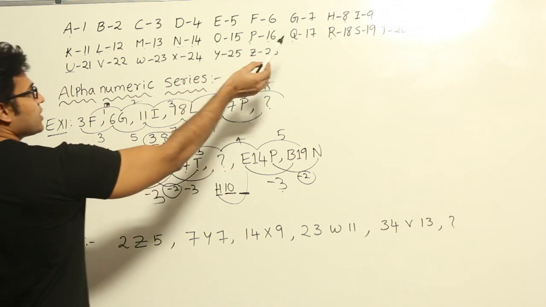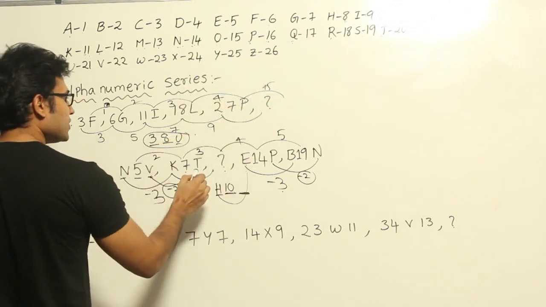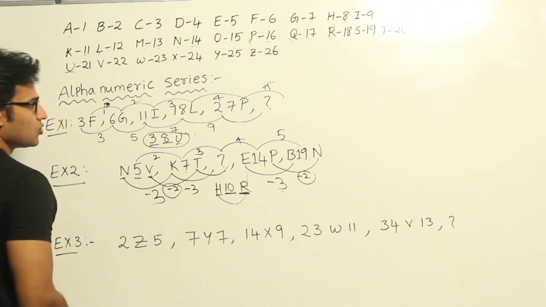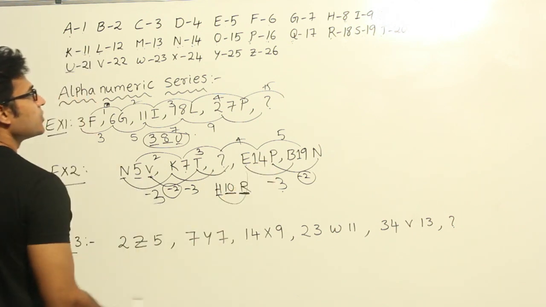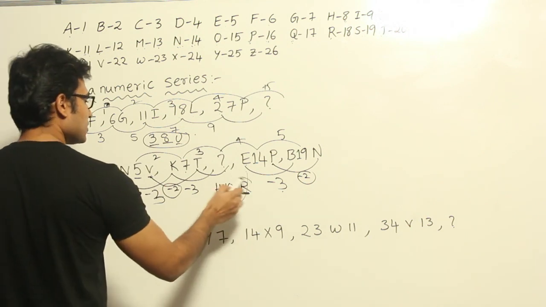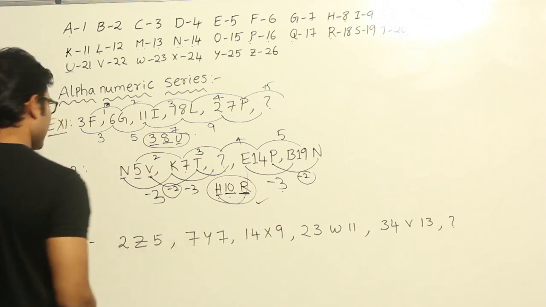From T, where is minus 2? So T is 20, minus 2 means R, which means 18. So the letter here is supposed to be R. If you have any doubt, you just check it, cross verify it. From R, if I do minus 2, I am supposed to get P. R is 18. If I do minus 2, I am going to get 16. Yes, it is right. Therefore H10R is right. Okay, fine.